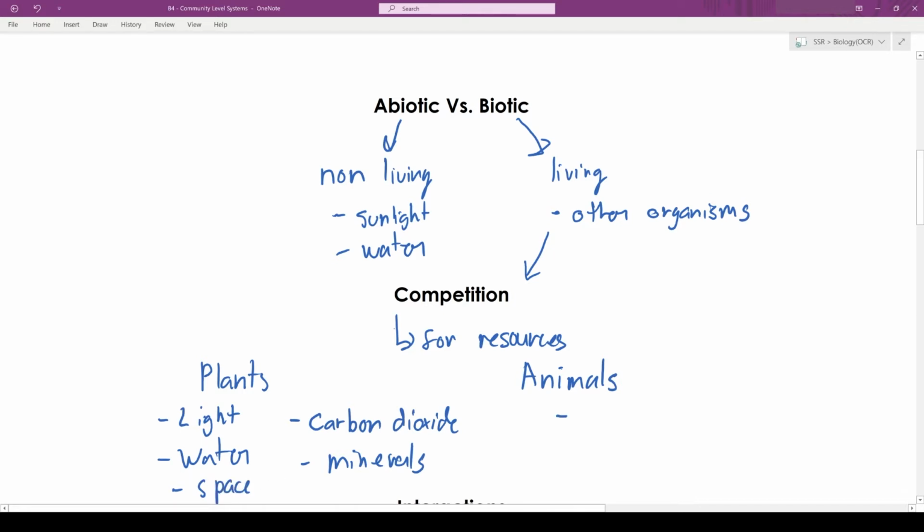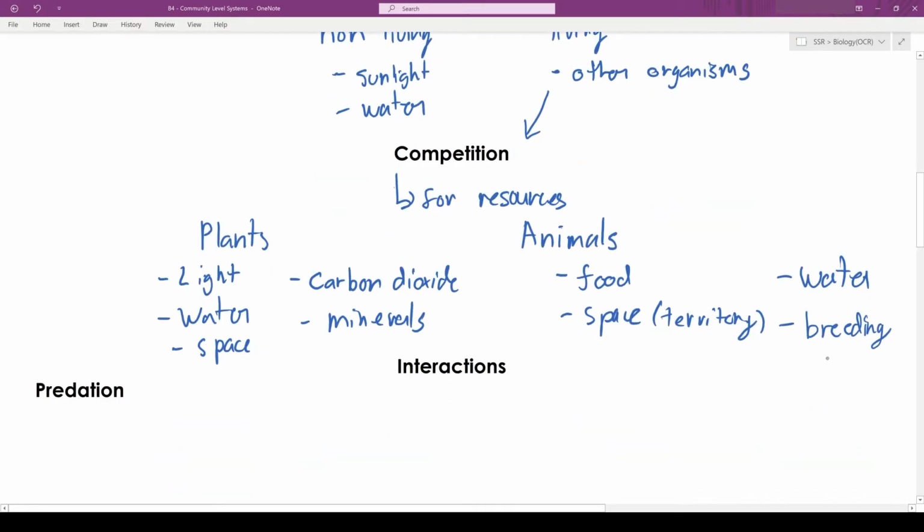Animals will compete for some similar things. They'll compete for food instead of minerals. They will also compete for space in order to live. Sometimes you might see this labeled as territory. Animals will compete for water as well. They'll compete for breeding partners. And they may also compete for shelter.